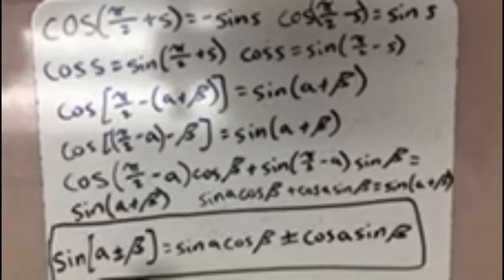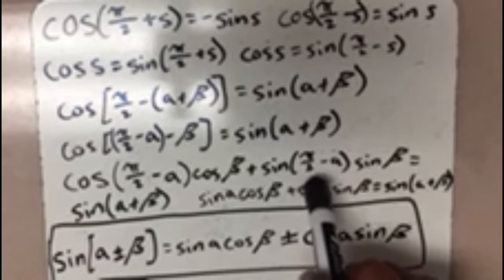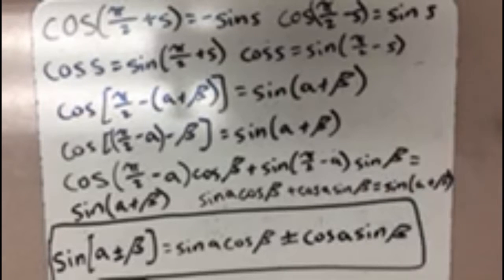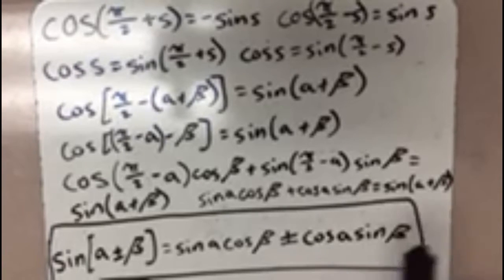Then you use the identity for the cosine alpha minus beta function, and you get cosine pi over 2 minus alpha cosine beta plus sine pi over 2 minus alpha sine beta, which equals sine alpha plus beta. And then you get sine alpha cosine beta plus cosine alpha sine beta, which equals sine alpha plus beta. And then in the end, you get the sum identity for the sine function: sine alpha plus or minus beta equals sine alpha cosine beta plus or minus cosine alpha sine beta.